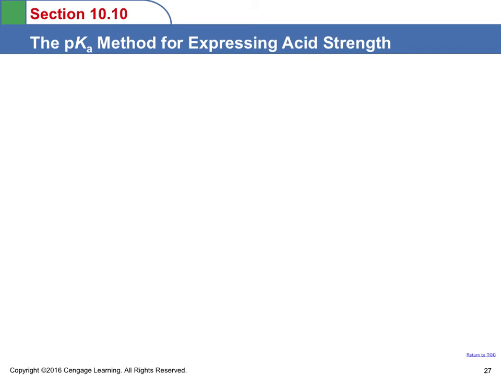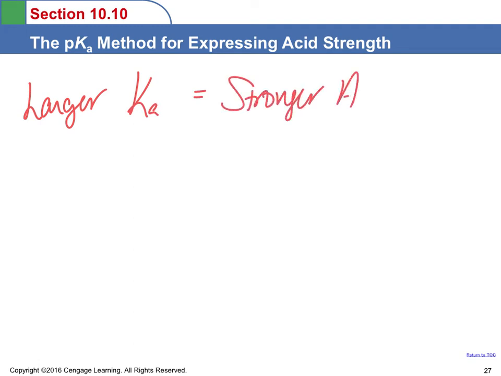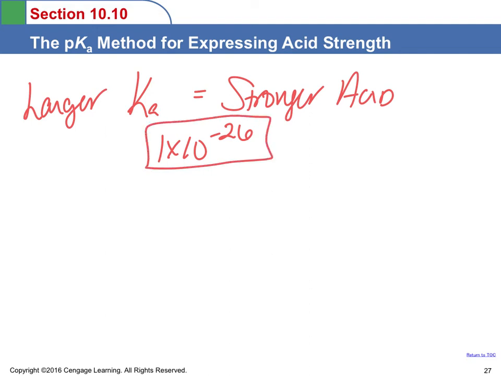In this video, we're going to talk about using pKa to think about acid strength. So we've already talked about Ka, and we said that the bigger the Ka, the stronger the acid. But if you remember, Ka's were numbers like 1 times 10 to the negative 26th. These numbers are not really easy to think about and write. So instead, we're going to use what we call pKa.